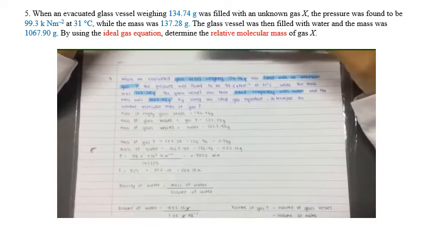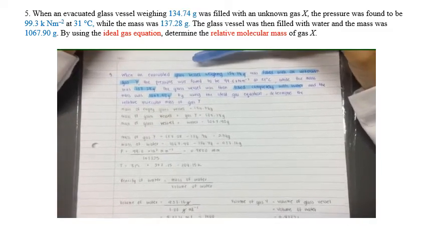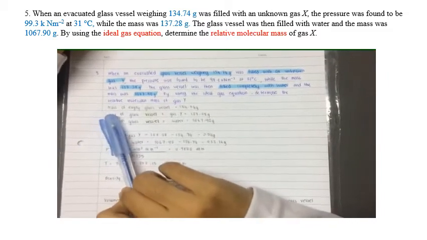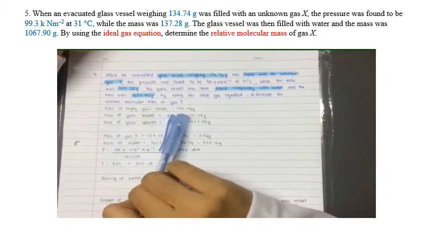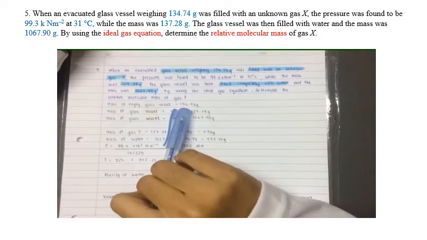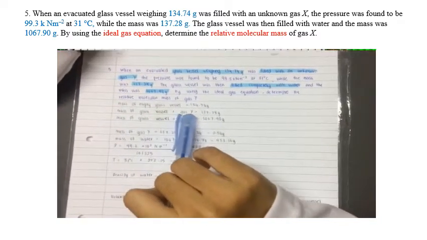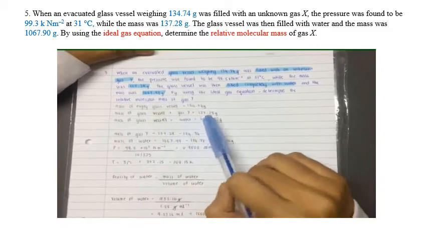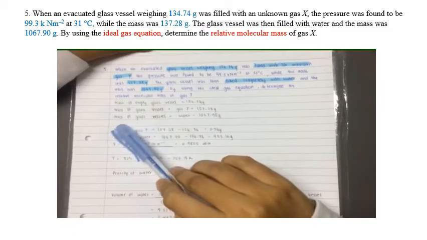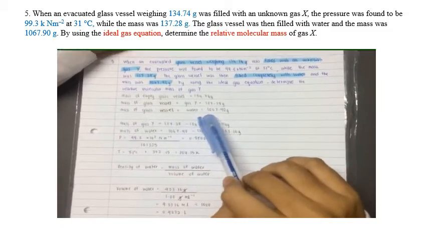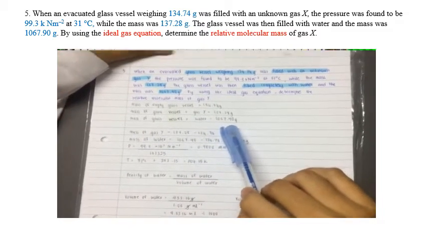Okay, I will explain tutorial chapter 5 number 5. Okay, first you write out the information given, that is, the mass of the empty glass is 134.74 gram, the mass of glass plus gas Y is 137.28 gram, and the mass of glass plus water is 1067.9 gram.